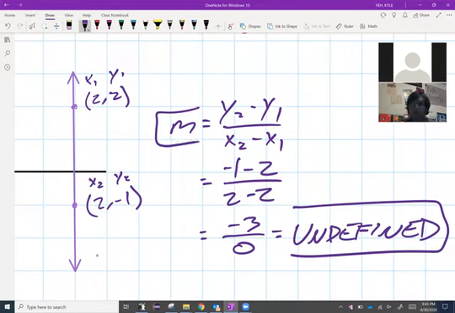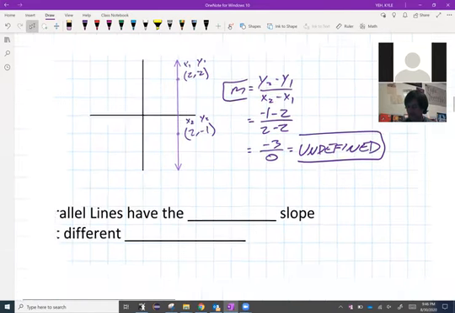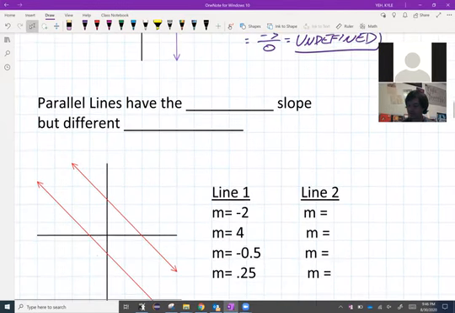It means that we literally can't say it goes up this much for every this much it goes sideways, because it didn't go sideways at all. It's only going up and down. So all vertical lines have an undefined slope. And anytime you get 0 on the denominator in that calculation, that's what you know. That's our clue there. All right, so hopefully all that made some sense.